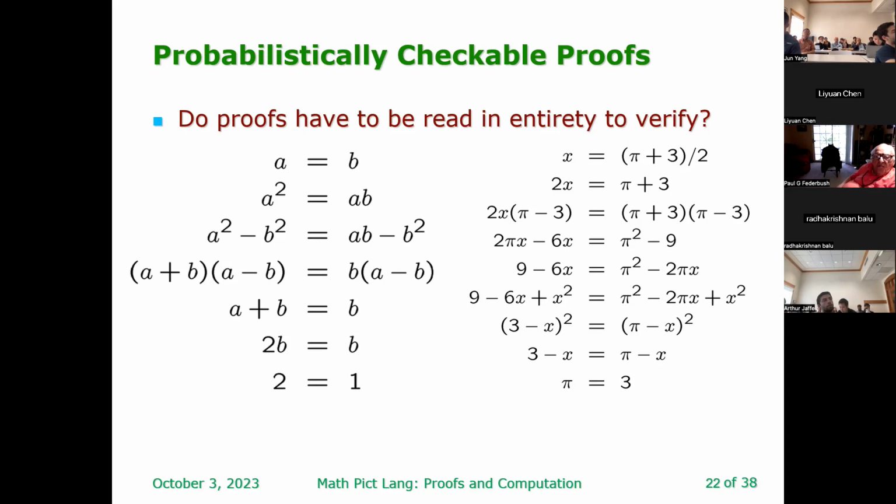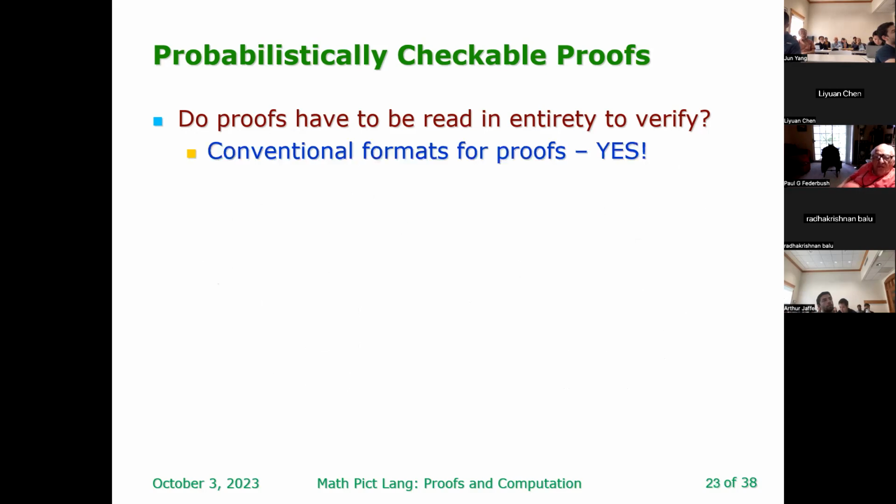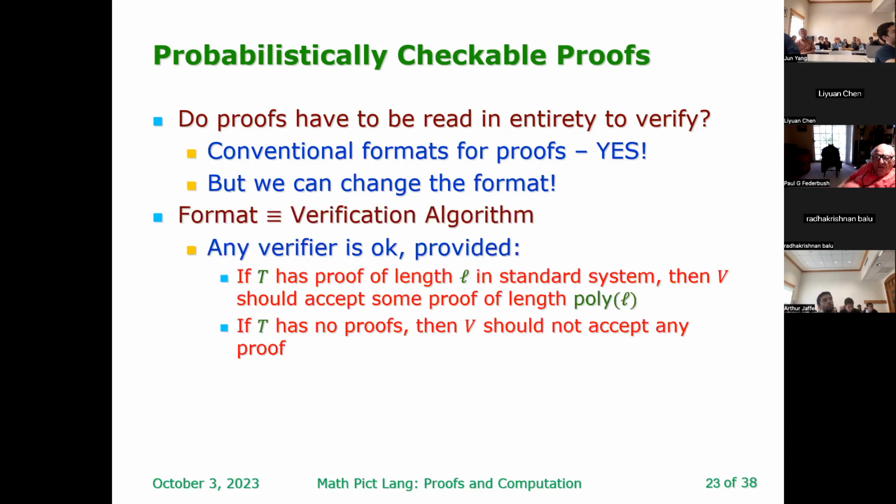It cannot be done for this format of a proof. The PCP theory says for the conventional format, you have to read the whole proof. But we know from the theory of NP-completeness that the format is up to us to choose. And if we choose a more careful format, maybe you can get something much more powerful. Okay. So any verifier, as long as it's running in polynomial time, is good.